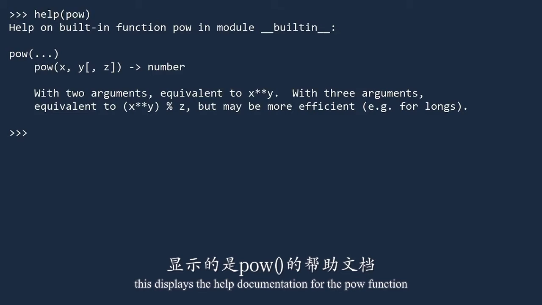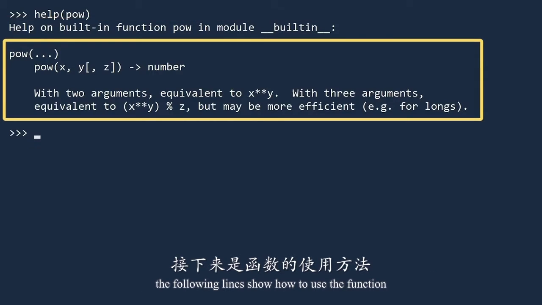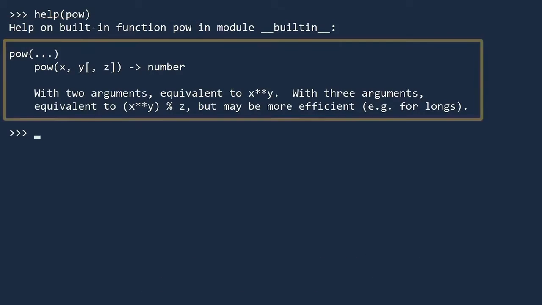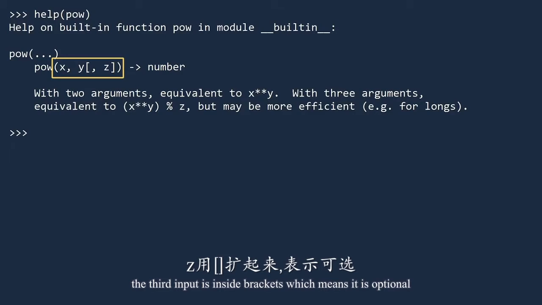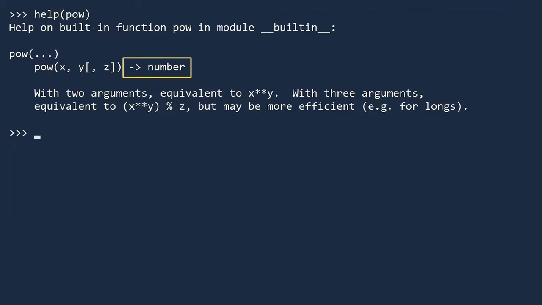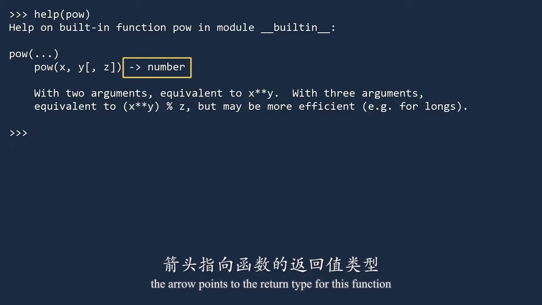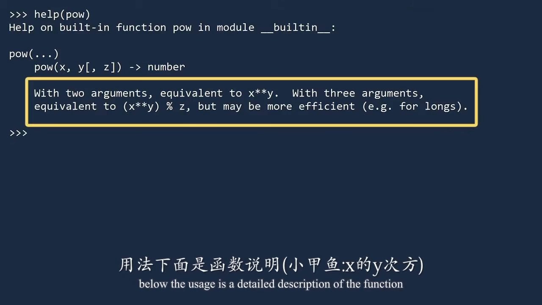This displays the help documentation for the pow function. The first line confirms it is a function in the built-in module. The following lines show how to use the function. There are 3 inputs listed, x, y, and z. The third input is inside brackets, which means it is optional. The first 2 inputs are not inside brackets. This means they are required. The arrow points to the return type for this function. Pow returns a number. Below the usage is a detailed description of the function.